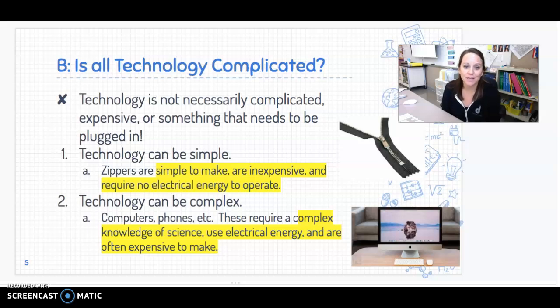Technology can be complex, so computers, phones, etc. And these require a complex knowledge of science. They use electrical energy, and they're often expensive to make. So those are the three notes you write down for the technology can be complex.